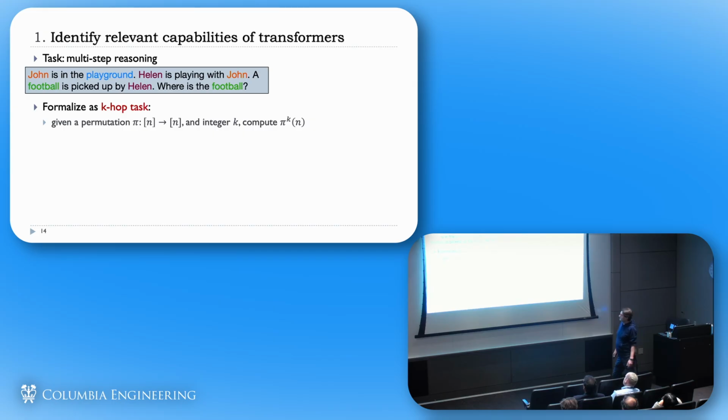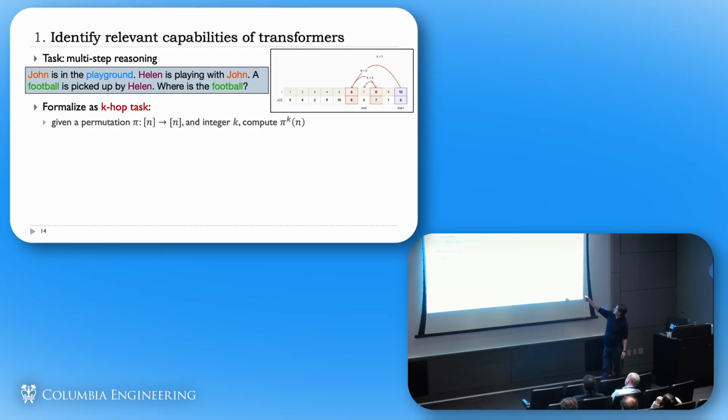You can mathematically formalize this as what is called the k-hop task, or induction heads, with a few names. Basically, you're given a permutation pi, this is a picture of it, and an integer k. This is the hardness: how many reasoning steps do you need to do? You need to compute the kth power of the permutation applied to n. This means you start here, look where it points to, 6, you go to 6, look where it points, go to 8, look where it goes, 7, and it goes here, and we found the answer, and this is my answer.